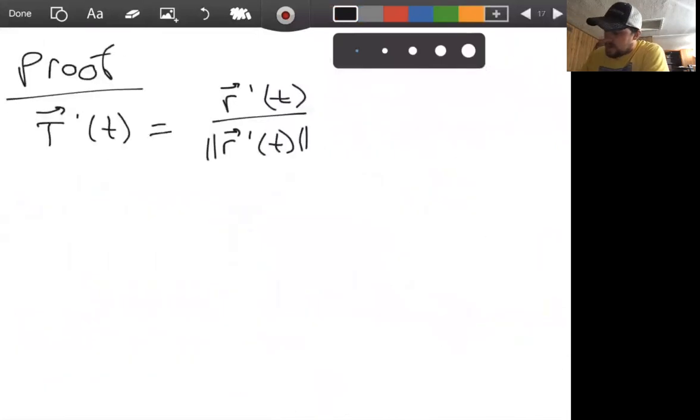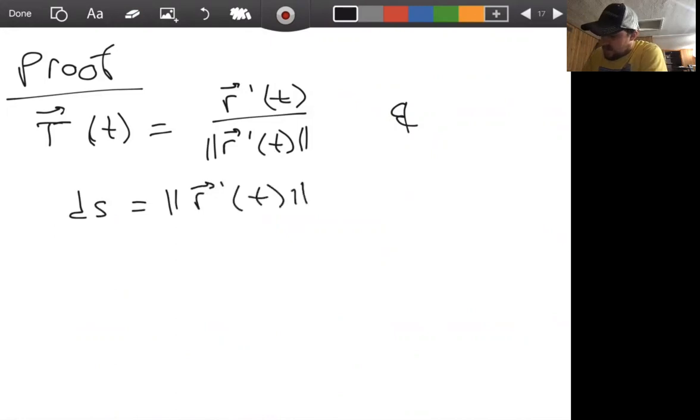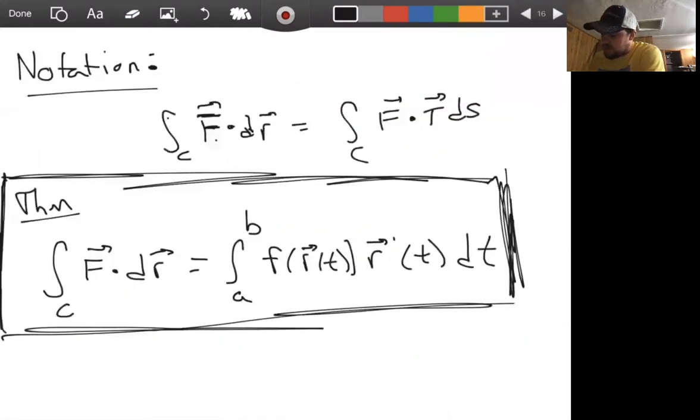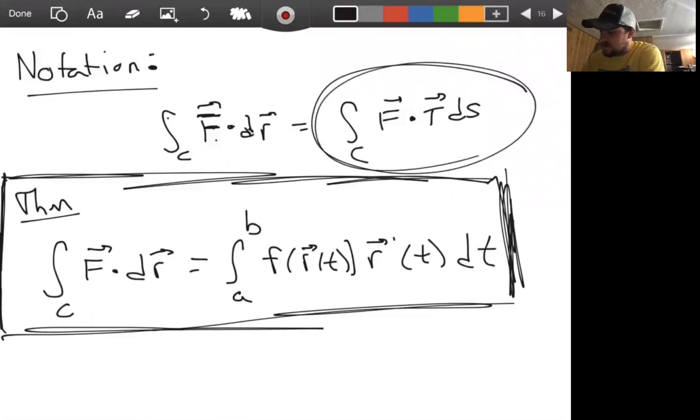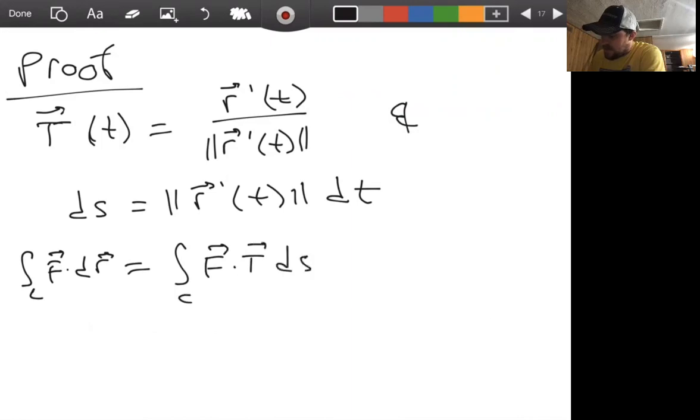Therefore, we may write that, so we have this expression for the, not prime, sorry, this is not prime. That would be a normal vector. This is just T of t, right? And we also have that ds is equal to the magnitude of r prime of t dt. And let's use both of these things and plug them into this expression here. So what we have is that the integral over C of F dot dr, well, using our notation, this is the integral of F dot T ds.